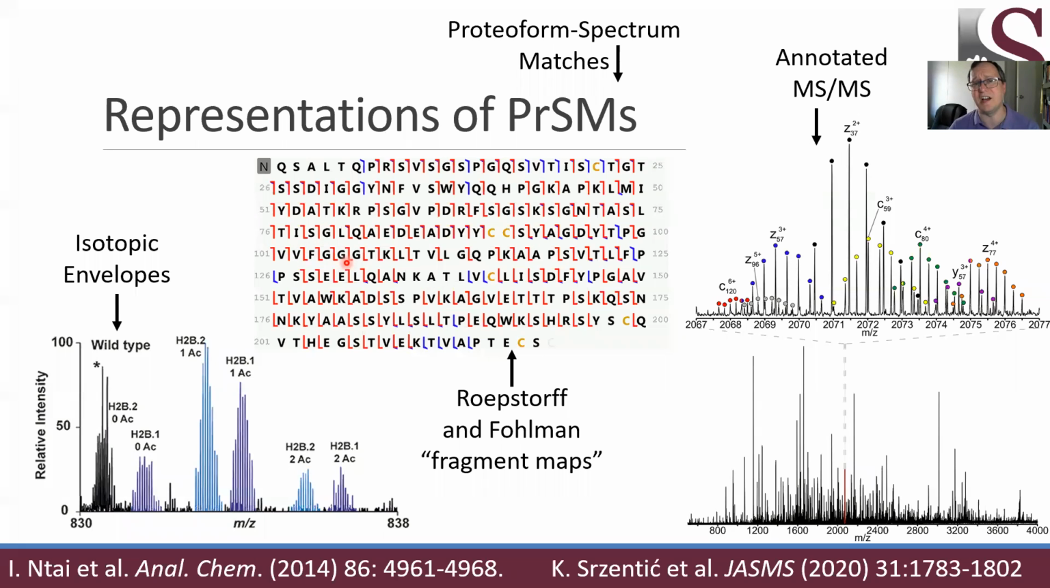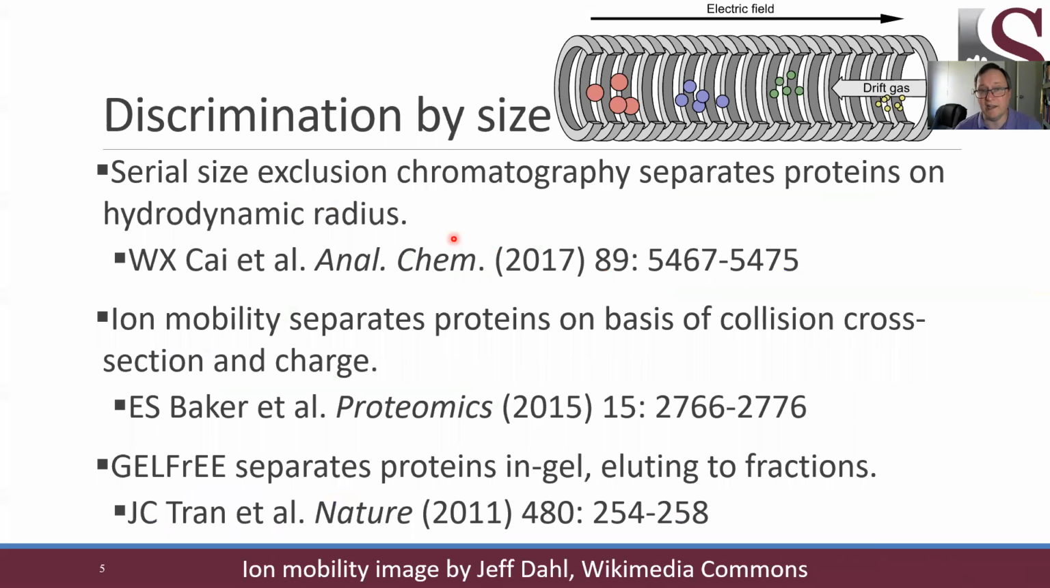So a lot of the time, instead of showing marked up tandem mass spectra like this, you will instead see in top-down proteomics people substituting fragment maps. All right. So I'd like to talk about a whole lot of different ways that we can separate proteins from each other, but I want to try to group them together in a way that helps us to keep these things organized.